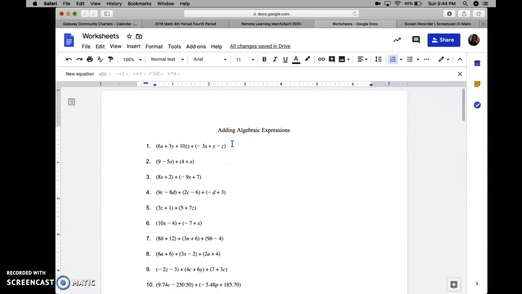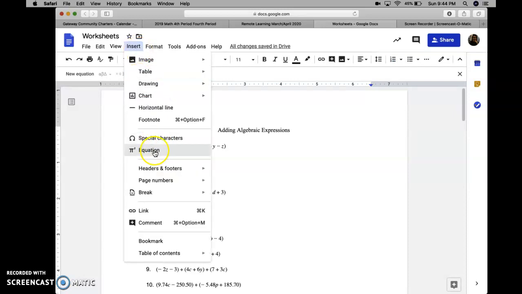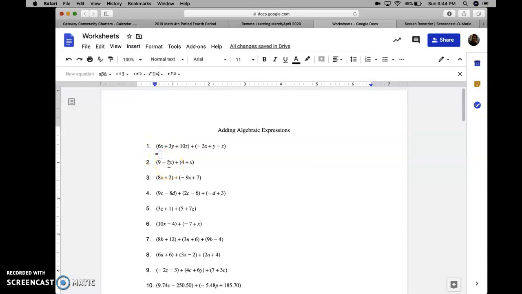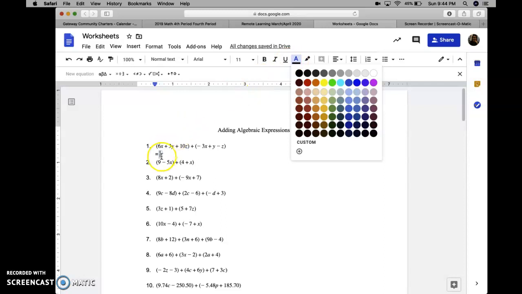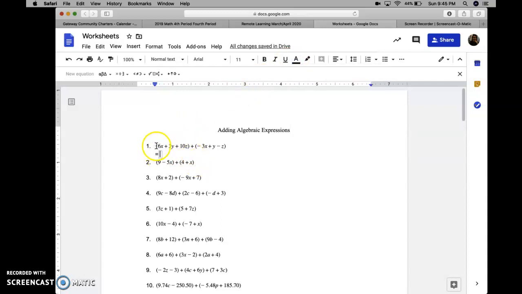When you're going to go in and actually write out your solutions, you want to first of all use equations. So you click enter, and when you see that blue box show up, it means that you can write a math equation. I want you to show your work and then at the end to color your work, change the text color so your work is a different color other than black. So I'm going to show you what that looks like with this first example. I'm going to add the algebraic expressions.